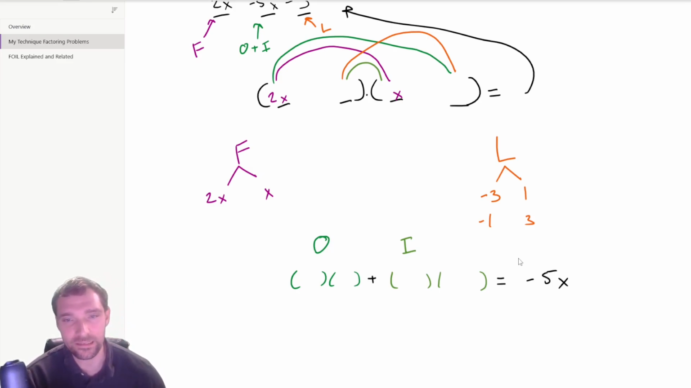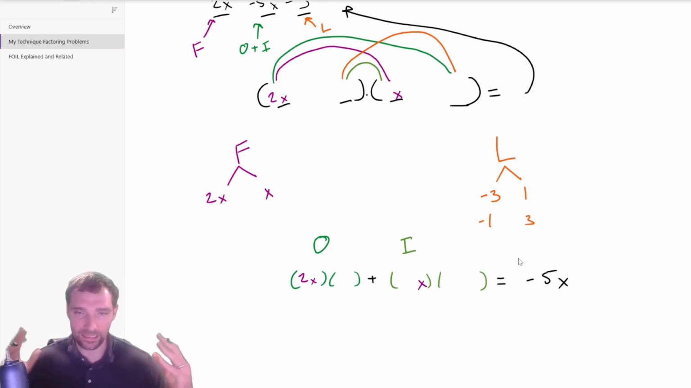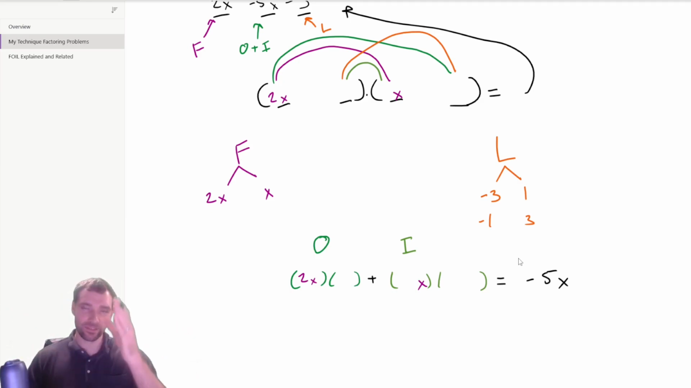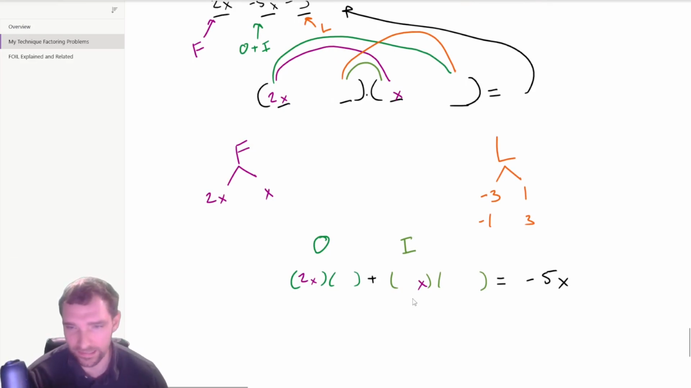And that means that on the outside, I'm going to have my 2x here. And then on the inside, there's an x there. And so I know two of the terms now that are being combined in the outside-inside portion to give us the second term in the trinomial. And then it's just a matter of guessing and checking, like, well, if I want this to be a negative 5, that probably means that I have my negative 3 here and my 1 here.